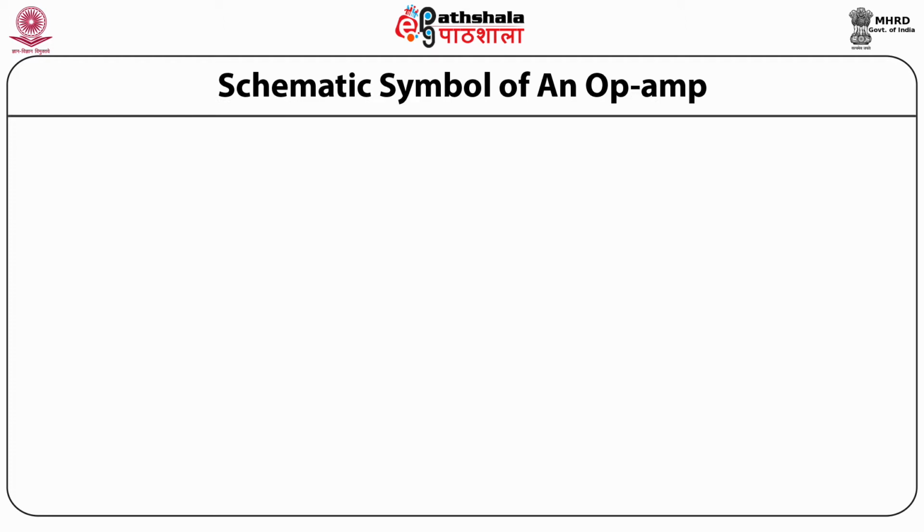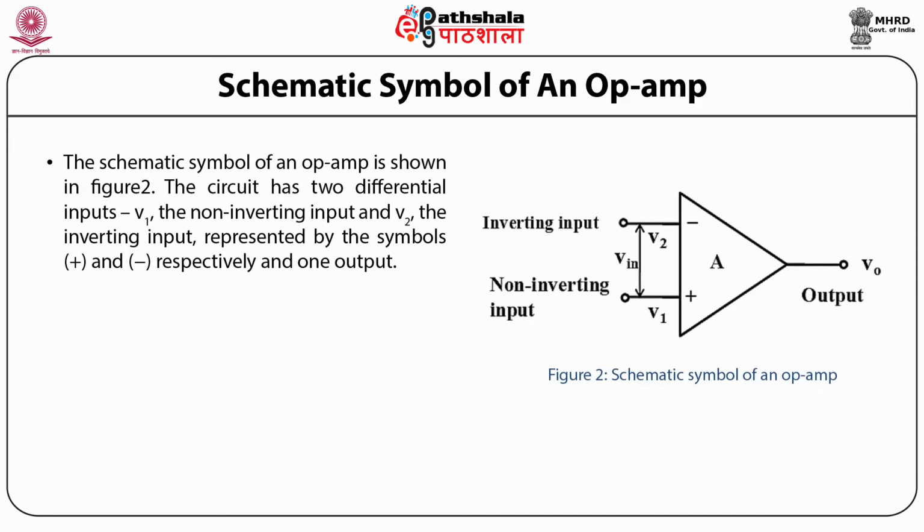Let me now introduce the schematic symbol of an op-amp. The schematic symbol of an op-amp, as shown in the figure below, has two differential inputs, V1, which is the non-inverting input, and V2 is the inverting input. The two inputs are represented by the symbols plus and minus respectively, and it has one output.